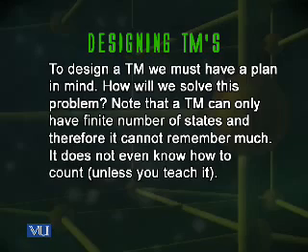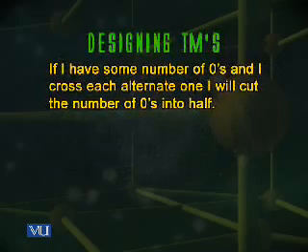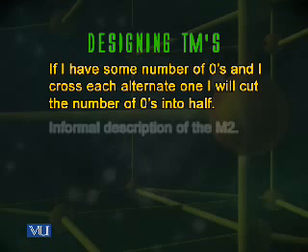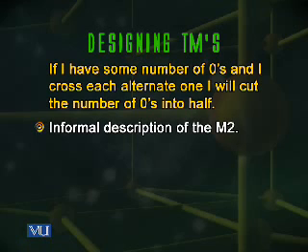Well, here is a very interesting idea. If I have some number of zeros and I cross out each alternate one, I cut the number of zeros into half. Of course, if the number of zeros is odd, then I will not find the alternate zero in the end and discover that the number of zeros in the string was an odd number. So let us first describe this Turing machine M2 informally.